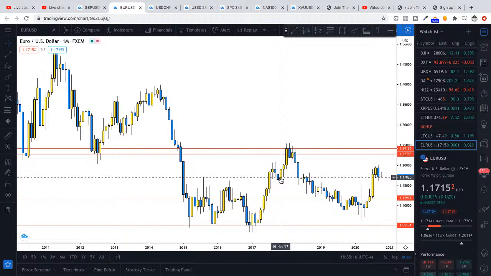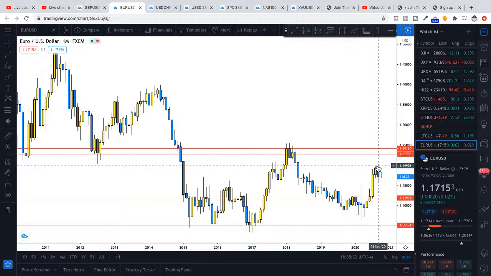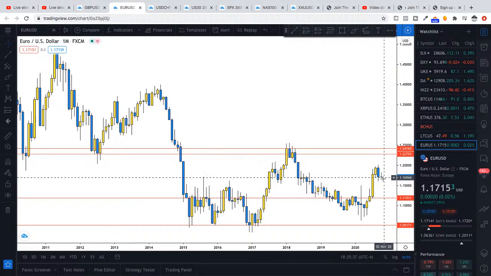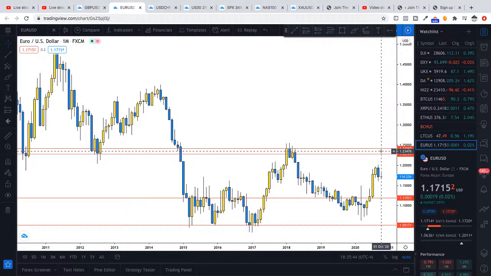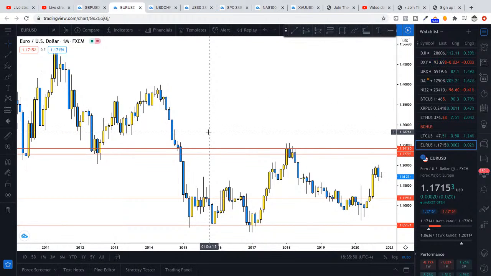Now, interesting enough, the euro and the fiber tend to follow each other. They tend to go in the same direction. They're correlated. So it's interesting to see that for this euro pair, I kind of imagine perhaps a small move down before heading up to this zone. Just something that I have in mind. I'm not saying that is what's going to happen.